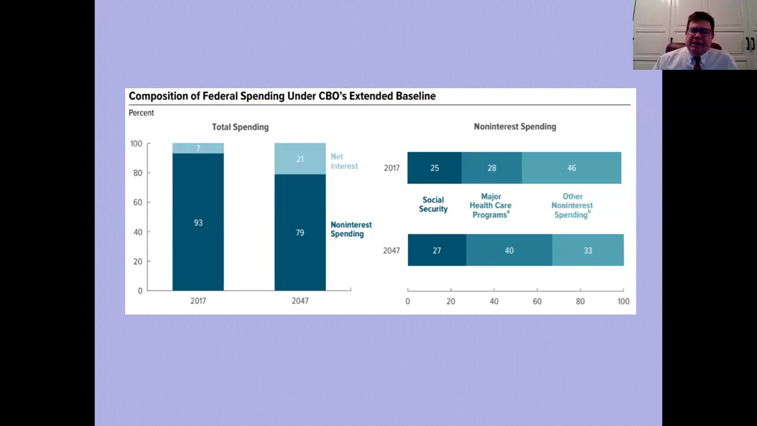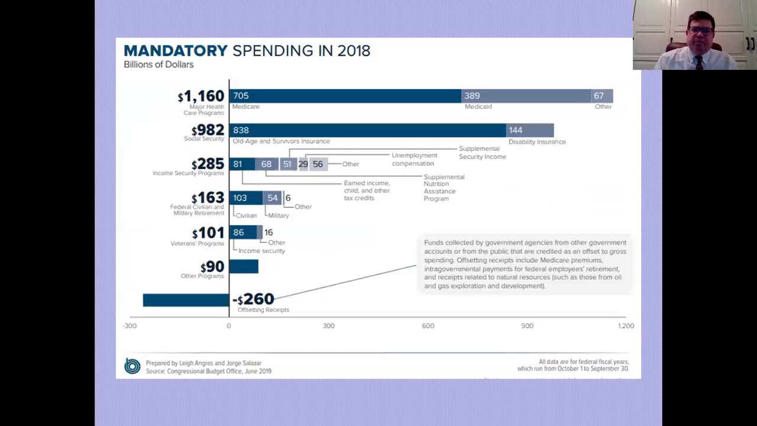And if you take a look at the right side of the chart, the growth in net interest is really big. Also, looking forward out to 2047, we'll see that healthcare will become a much bigger part of the federal budget, going from about 28% to 40%. And all this spending on interest on the debt and healthcare means that discretionary funding is just going to become a smaller and smaller part of the overall pool.